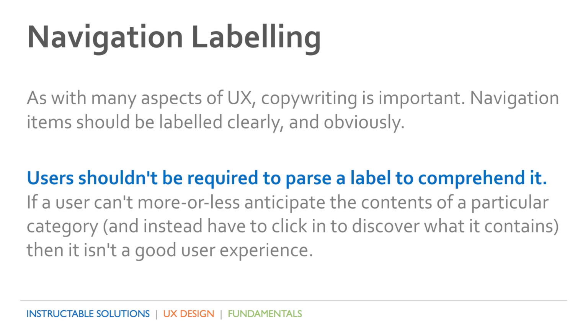As with many aspects of UX, copywriting is important. In fact, copywriting sometimes becomes 50% of your job as a UX designer. To that end, navigation items should be labeled clearly and obviously. If a human can't understand the label, then it's not right. Users shouldn't be required to parse a label to comprehend it. They shouldn't need to think, is what that means. If a user can't more or less anticipate the contents of a particular category, then it isn't a good experience.